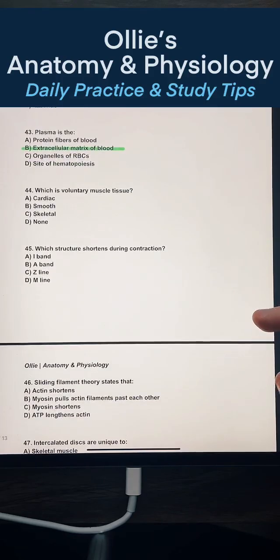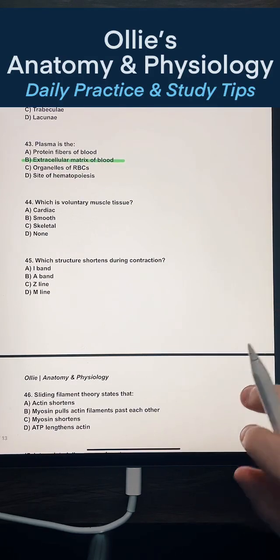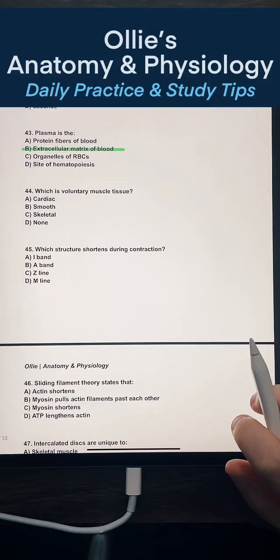Number 44, which of the following is voluntary muscular tissue? A, B, C, or D? What do you guys think for this one?